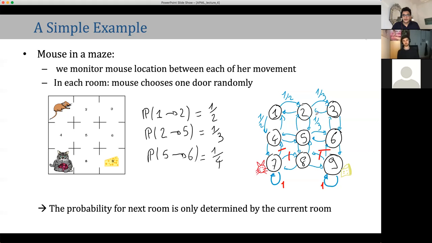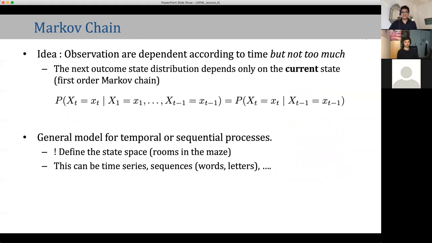And at each time, the mouse forgets in which room she was before, and the probability of the next room will be only determined by the current room. Okay, and so we have this way of seeing our succession of states, and that's exactly the idea of the Markov chain. If we think about the observation we have at a given point in time given the past, in fact, this will only depend on the present. So that's the first order Markov chain.